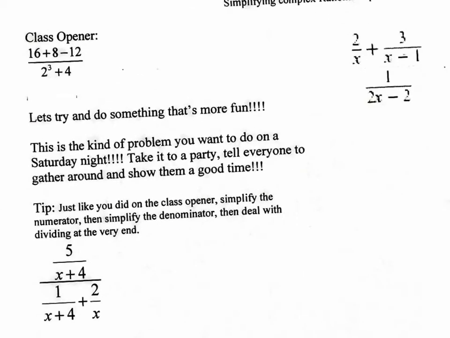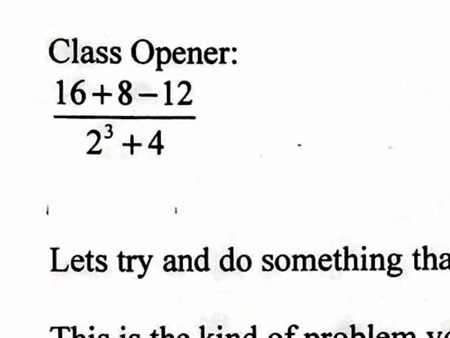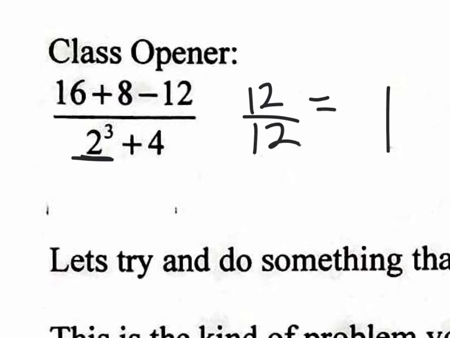So, ladies and gentlemen, if you start with the class opener, how did we do this back in the 5th grade or 4th grade? You go 16 plus 8, which is 24, and then 24 take away 12, that is what? 12. So on the top, you really get 12, and on the bottom, if you go through the order of operations, of course you're going to do 2 to the 3rd first, that's 8, and 8 plus 4 is also 12. Which means that your final answer is 1.